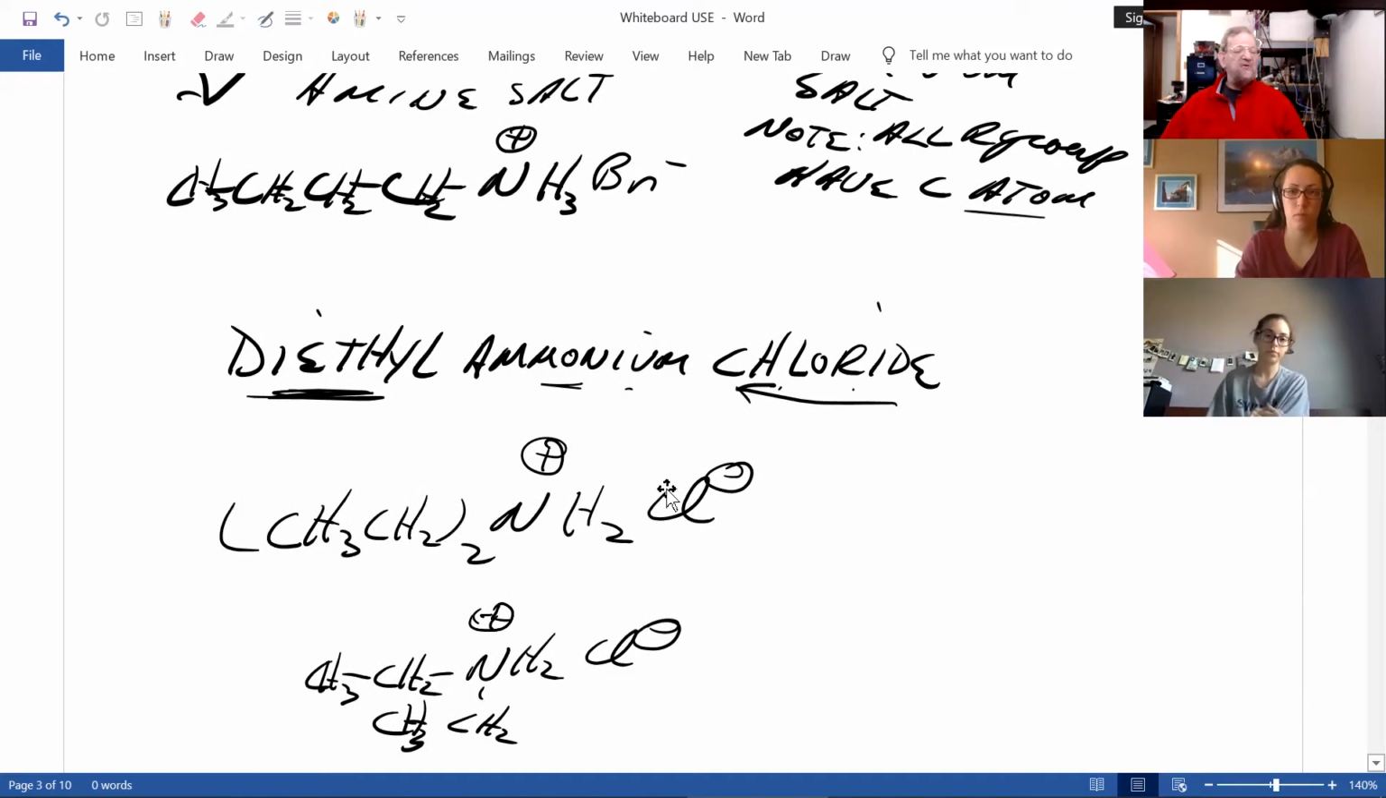It turns out Mother Nature uses amine salts in many things in your body that I'll talk more about later in the semester. We get into other things like amino acids.